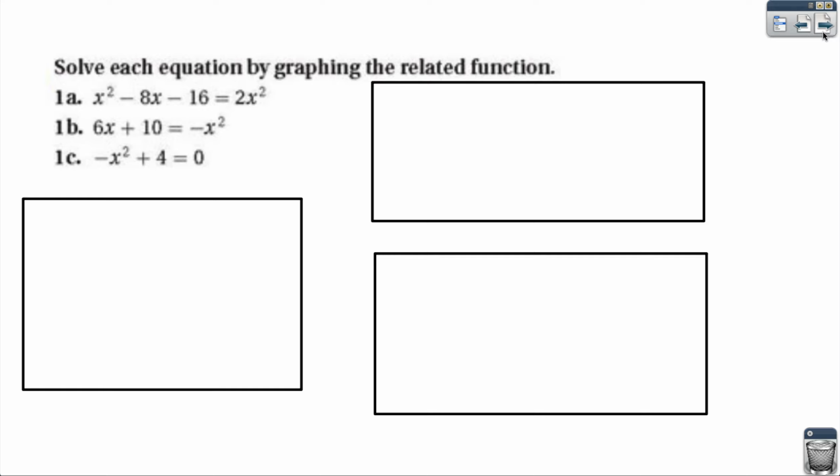I have 3 examples you can try working on. Solve each equation by graphing the related function. Go ahead and pause the video right now so you can practice.